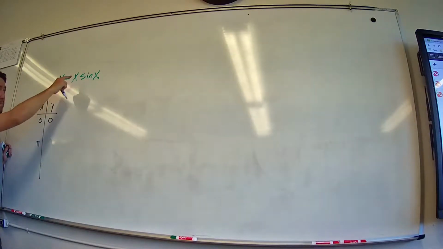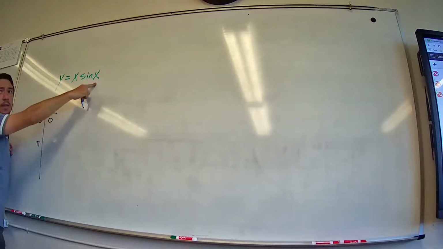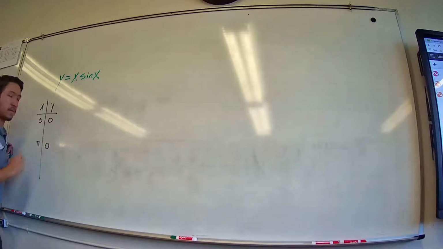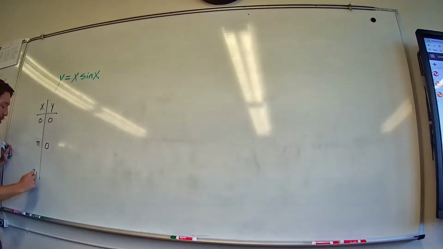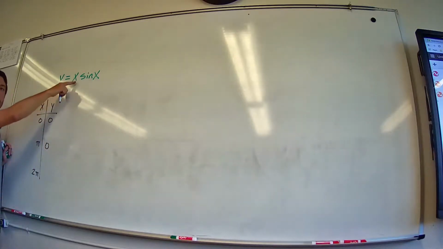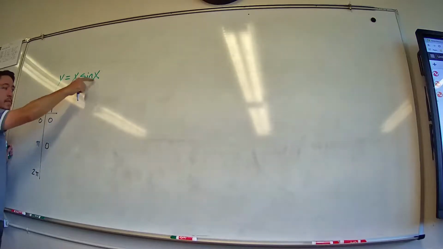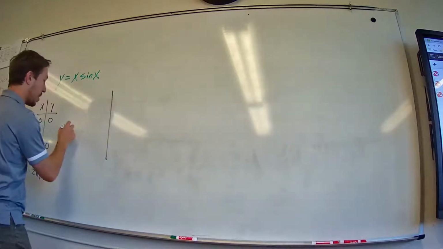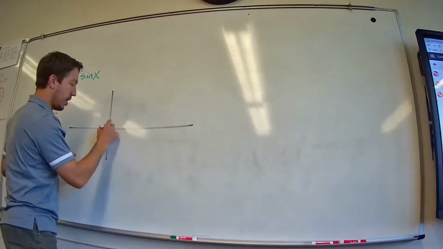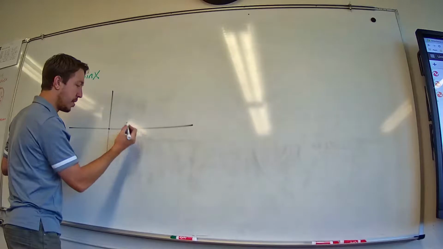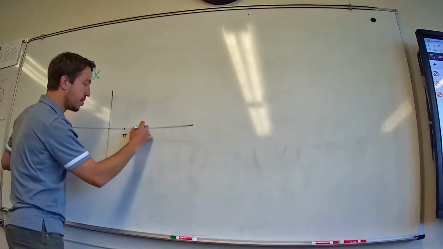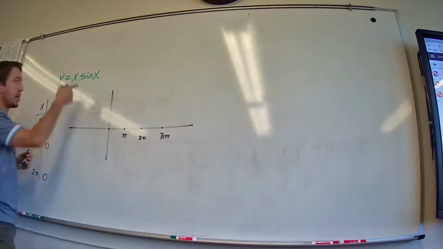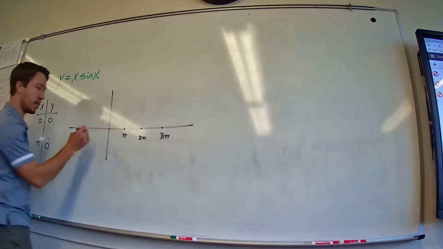If you plug in pi, you get pi times the sine of pi. What's pi times the sine of pi? 0. How about 2 pi? Plug in 2 pi. 2 pi times the sine of 2 pi is 0. So I might go, oh, this guy appears to have zeros at pi and 2 pi and 3 pi, and that's because those are the zeros of the original function, right? The sine function. Does that make sense?